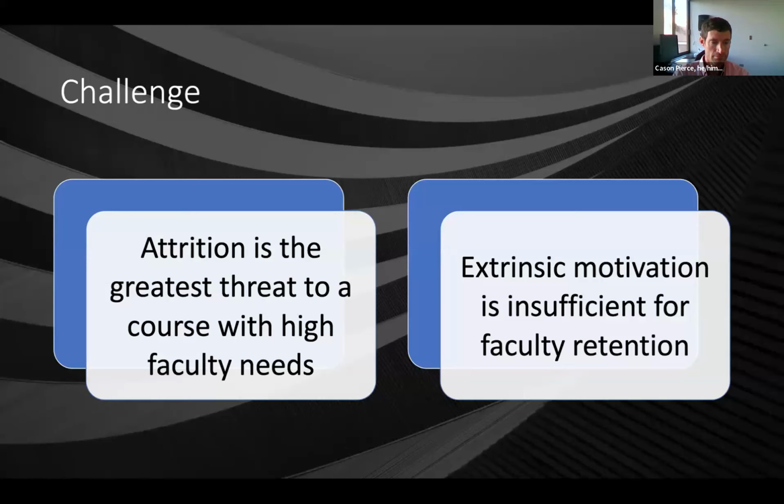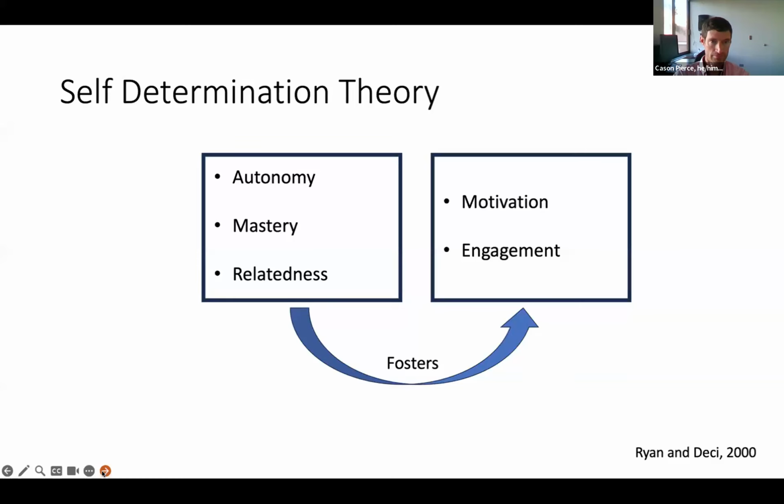And I think it's important to recognize that traditional efforts to motivate teachers, such as extrinsic motivation, are probably insufficient for faculty retention, recognizing that as educators, we all have reasons for teaching that are far beyond that of any type of external motivation. And so to describe how we've addressed efforts to promote retention, I think it's best described using the conceptual framework of self-determination theory, which states that our ability to have autonomy, mastery, and relatedness helps inform or foster our motivation and engagement.